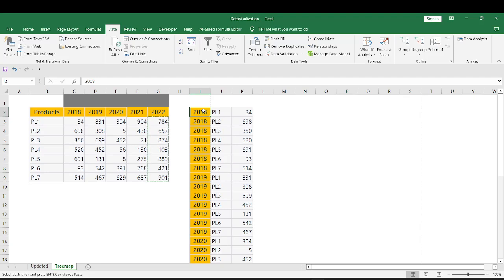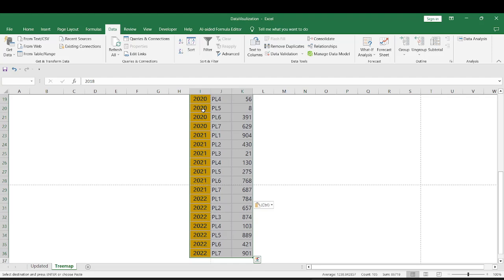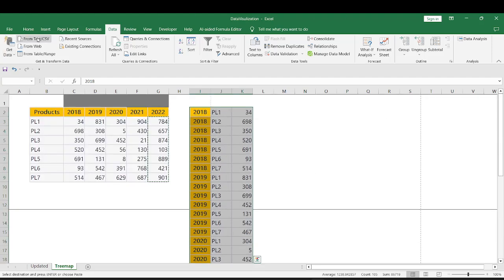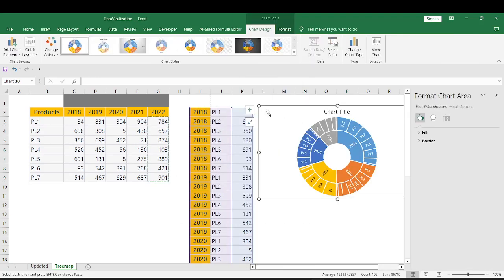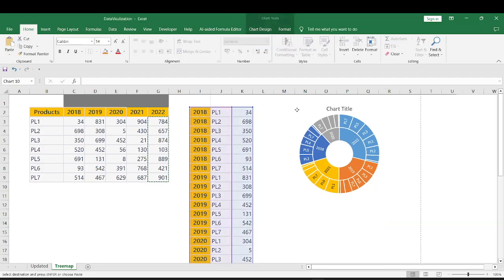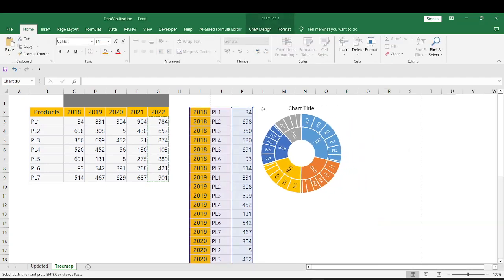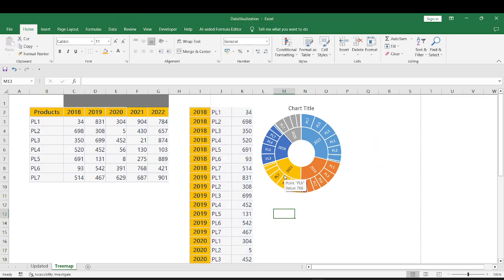Let me select this whole range. Go to Insert. Go to Sunburst chart first. Let me remove the background here. Fill, no fill, and border, no line. Now this chart does not have a background, so I can just move it across and keep it very close to the table. This is how our sunburst chart looks like.